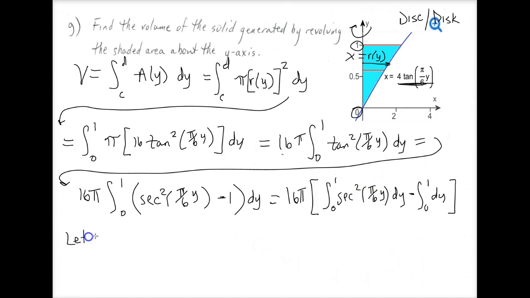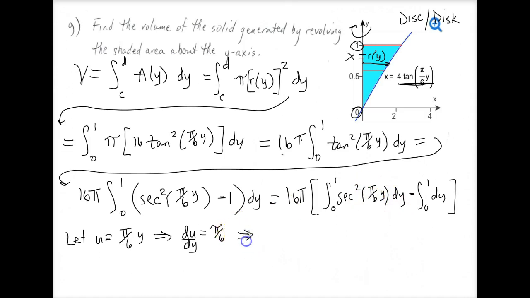So let's let u equal pi over 6 y. And so that will imply that du is going to just equal pi over 6, or du over dy will be that. And so according to substitution here, if I replace pi over 6 y, I just need to replace dy.